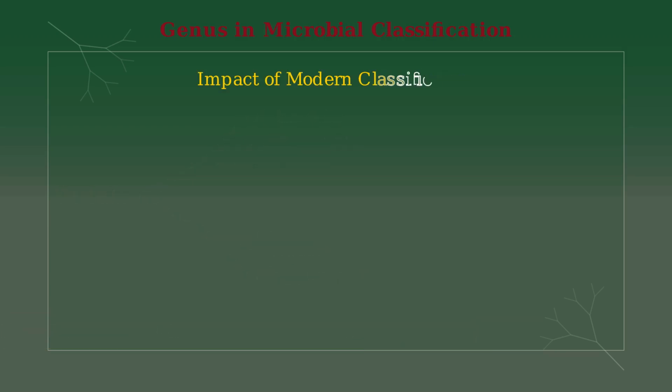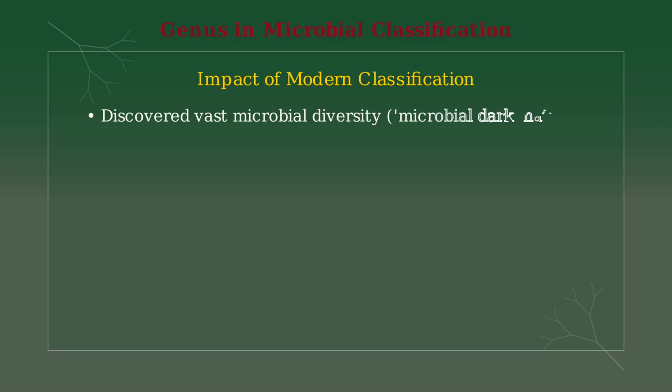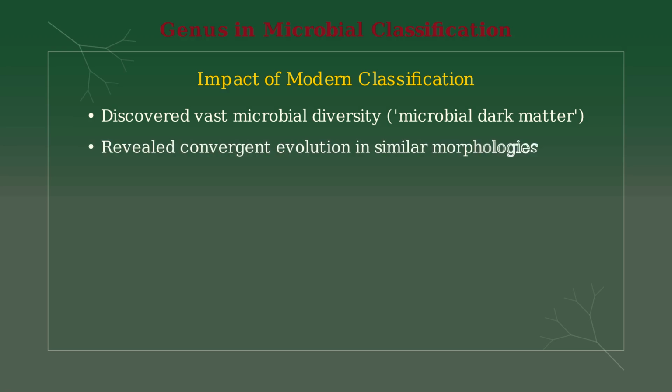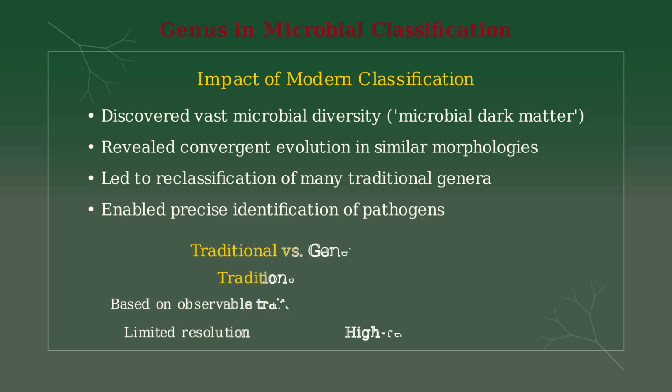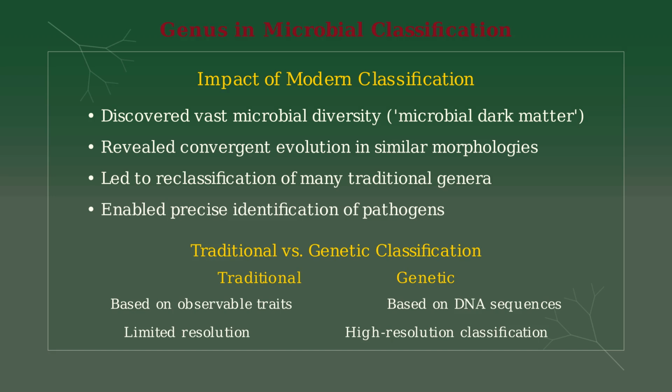The impact of modern genetic classification methods on microbiology has been profound. Genetic sequencing has revealed vast microbial diversity previously unknown to science, sometimes called microbial dark matter. It has shown that similar morphologies can evolve independently, leading to convergent evolution in microbes with similar appearances but different genetic heritage. This has led to significant reclassification of many traditional genera and enabled more precise identification of pathogens in clinical settings. Comparing traditional and genetic classification methods reveals the revolutionary advances in our understanding of microbial taxonomy.